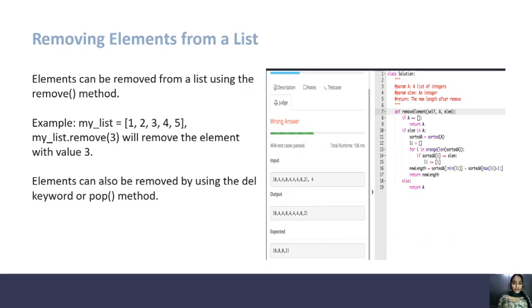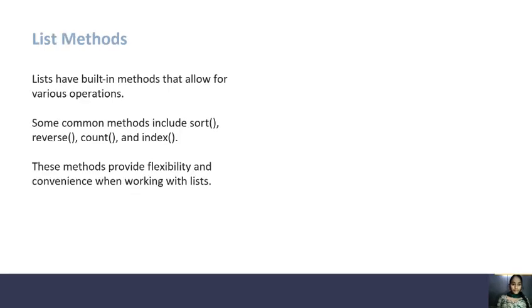Removing elements from a list. Elements can be removed from a list using the remove method. Example: my_list = [1, 2, 3, 4, 5]. my_list.remove(3) will remove the element with value 3. Elements can also be removed by using the del keyword or the pop method.